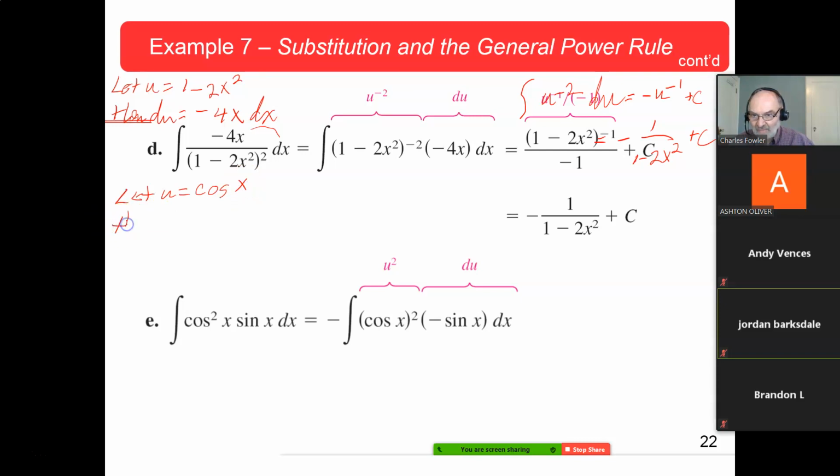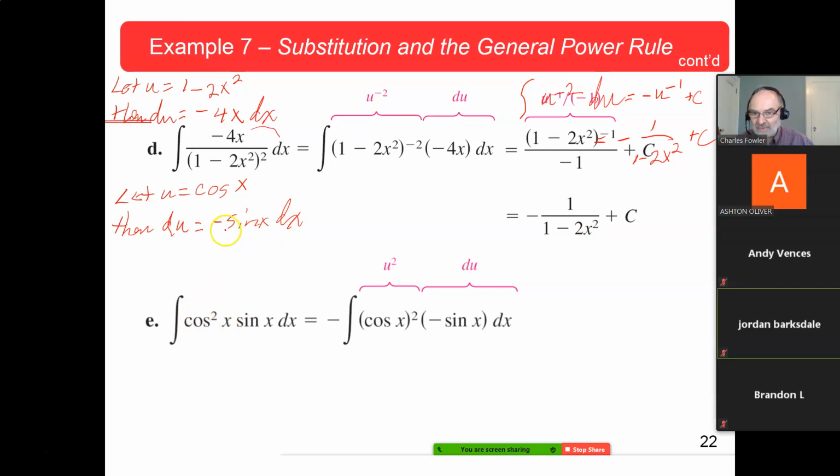Follow the let with a then. This has a little bit of a problem with it. du is equal to, you're right, negative sine x dx. Perfect. Well, here we have a positive sine x.